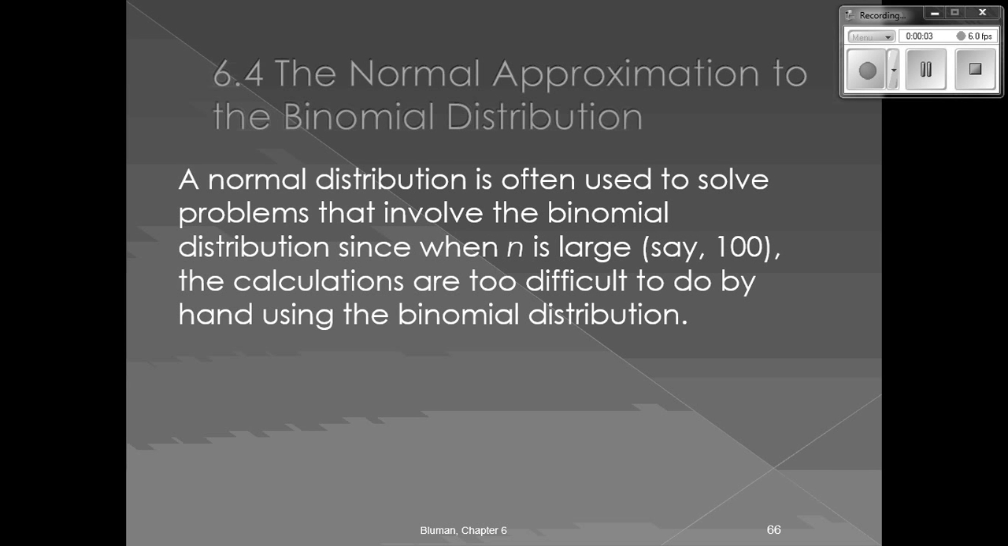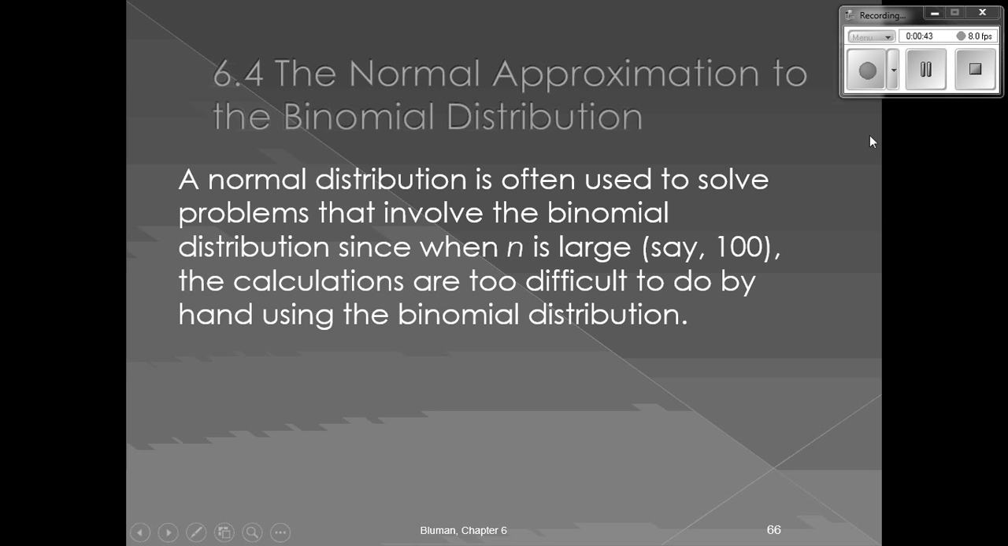So these are new slides for chapter 6.4. This is the normal approximation to the binomial distribution. If you think back to the binomial distribution, those were problems where you had either one of two outcomes, like a true and false, a success and failure. The problem is that when n gets really, really big, n meaning the number of trials that we do, and what they go by is 100 trials or more, the calculations become pretty difficult.